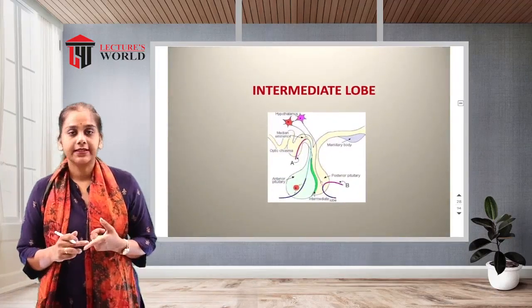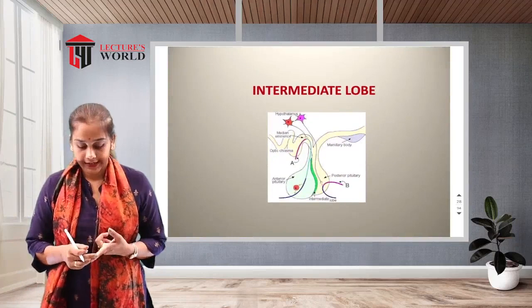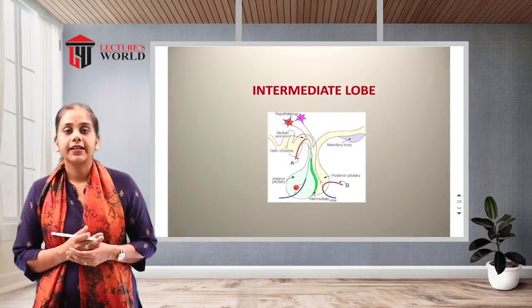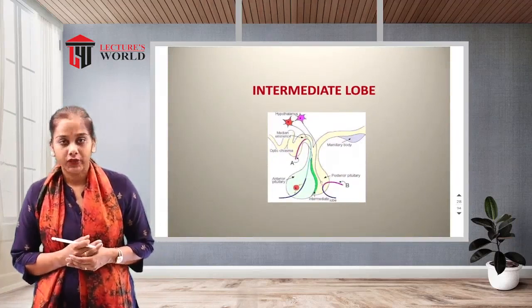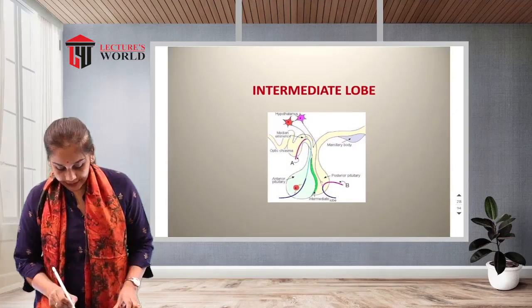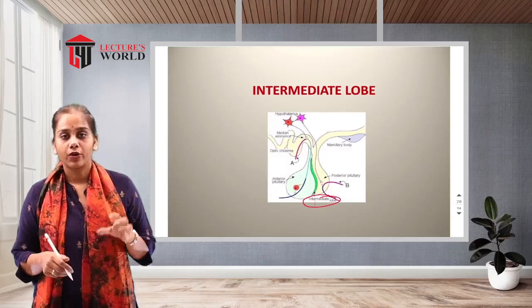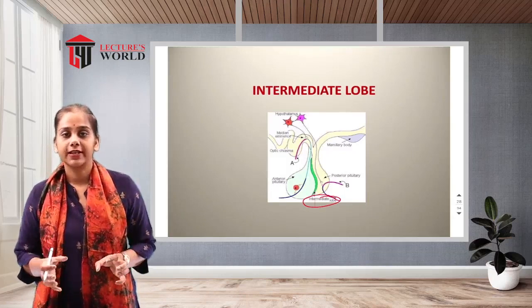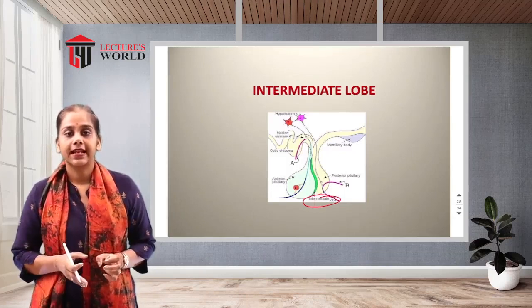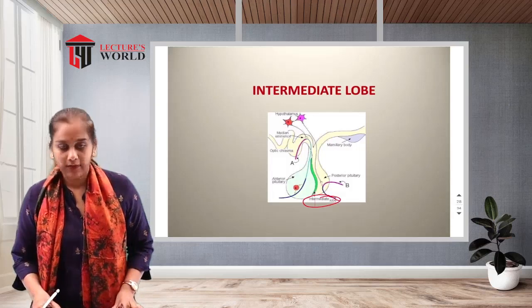So we have seen the anterior pituitary gland. Now we will see the intermediate lobe of the pituitary gland. What is the intermediate lobe? You can see this in green color. Between the anterior and posterior lobe there is a single cell layer that is known as the intermediate lobe.